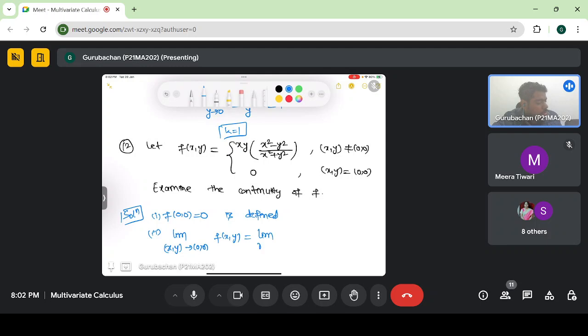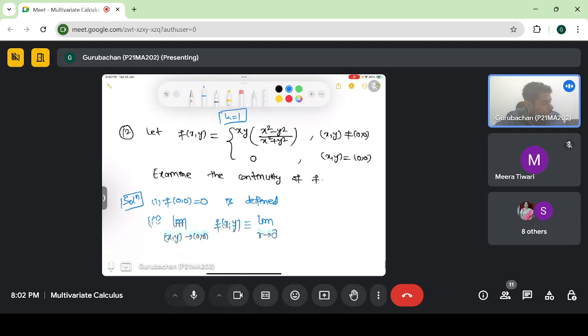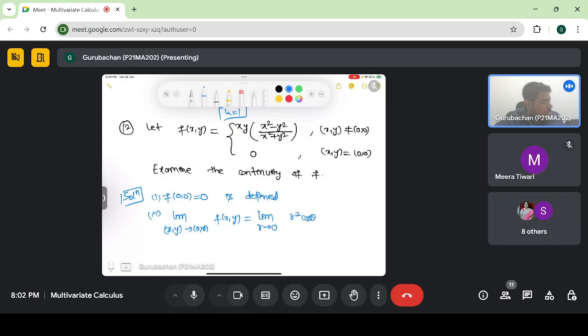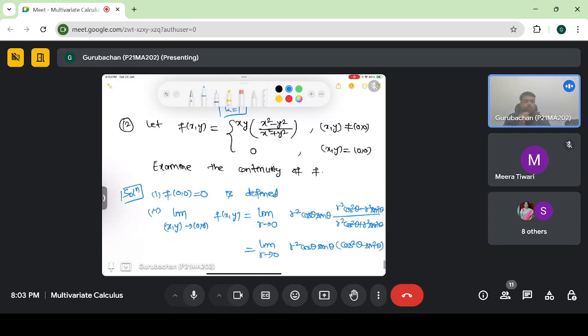As someone suggests the polar coordinate, we will go with the polar coordinate approach. So it will come out to be r squared cos theta sin theta, times (r squared cos squared theta minus r squared sin squared theta) divided by (r squared cos squared theta plus r squared sin squared theta). I hope everybody is clear with these steps. Then the limit as r tends to 0 of r squared cos theta sin theta times (cos squared theta minus sin squared theta) will be the only expression left with us.